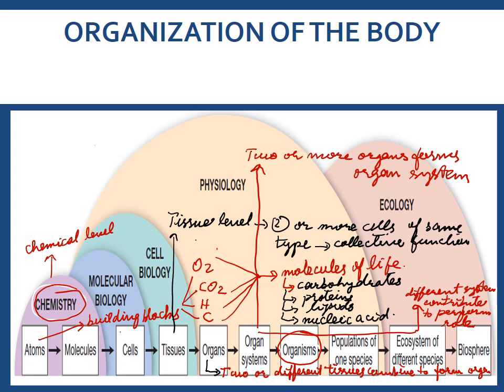In the chemical levels, we basically start from the atoms. And atoms, these are the building blocks of the body. And there are certain specific atoms that make up around 96% of the body parts.